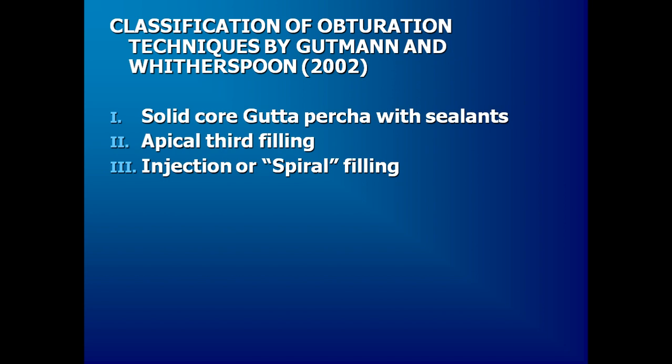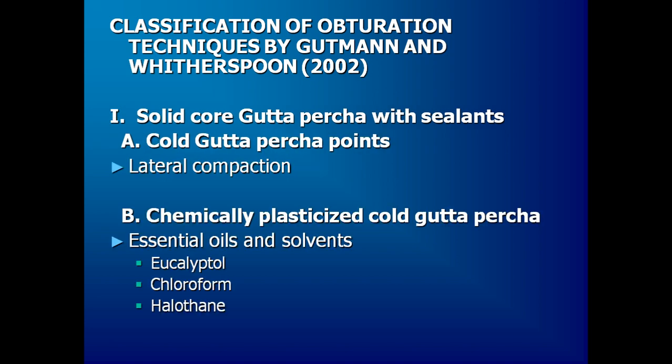Now coming to the first one, that is the solid core gutta-percha with sealants. Below that, as I said, they are further classified. The first method is the cold gutta-percha points, that is most commonly used as a lateral compaction technique. So what does this word cold mean? It does not mean that we place it in the fridge. Okay, it is at room temperature. The gutta-percha points are used at room temperature. So in the lateral compaction technique, we use gutta-percha at room temperature. This is the most commonly asked question, lateral compaction of gutta-percha.